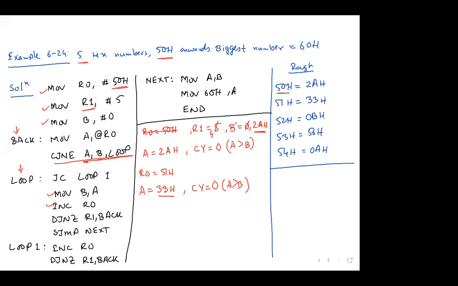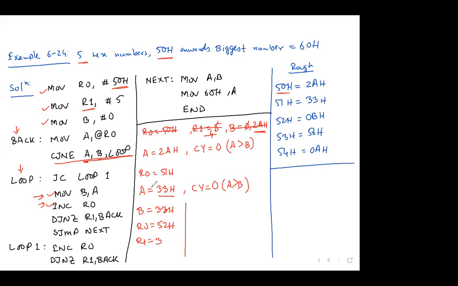So now forget about this B. What will be there in B? 33H, right? Have you understood up to this? Yes. We are in this line. Then we'll increment R0. So now R0 will become 52H. We'll decrease R1. So now say R1 becomes 3. And we'll jump back over here.